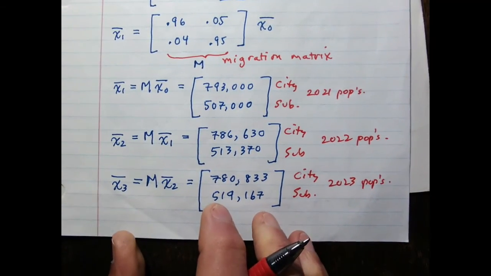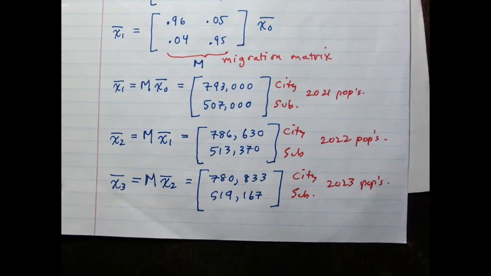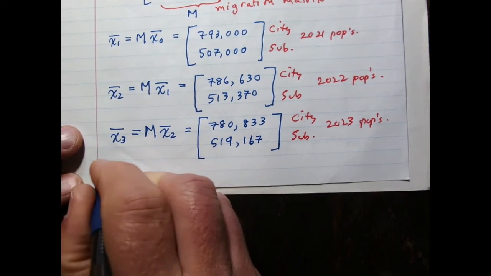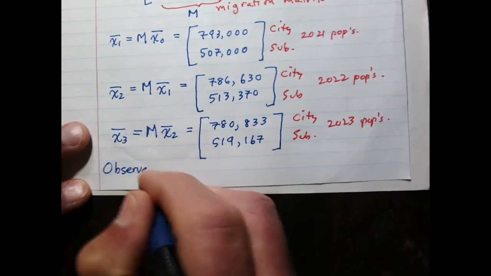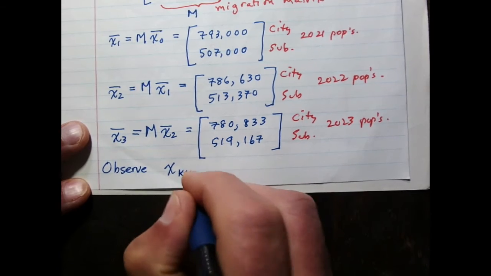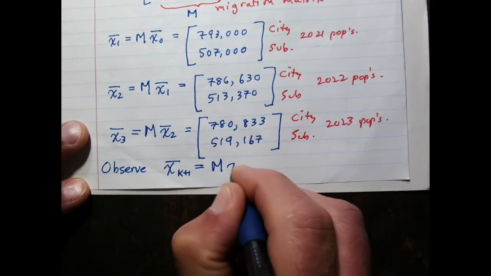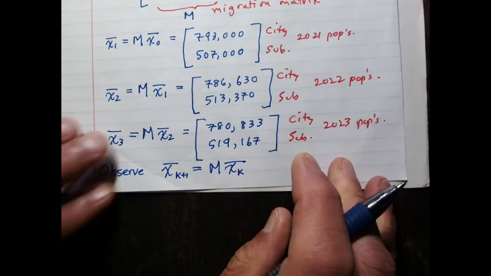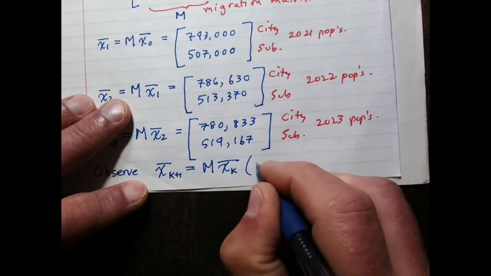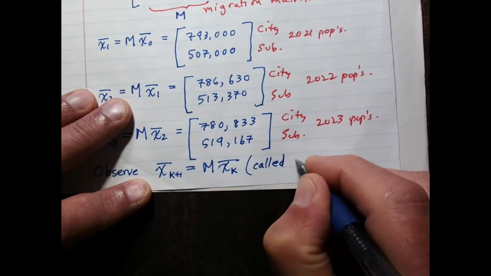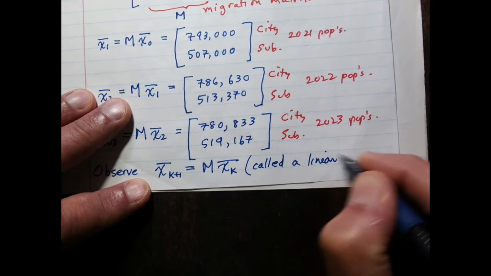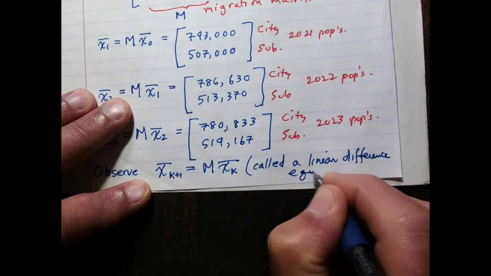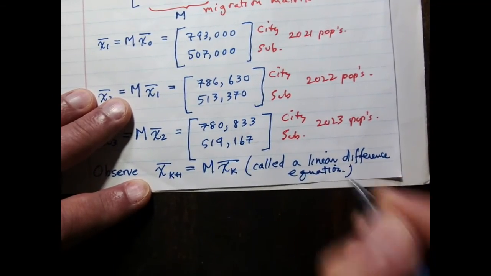Now, really we're just going to observe that we're almost through, that the x_{k+1} vector is equal to M x_k, and this is called a linear difference equation. We're not going to really talk about these anymore, but if you ever see this phrase out there in the world, this is what someone's talking about.